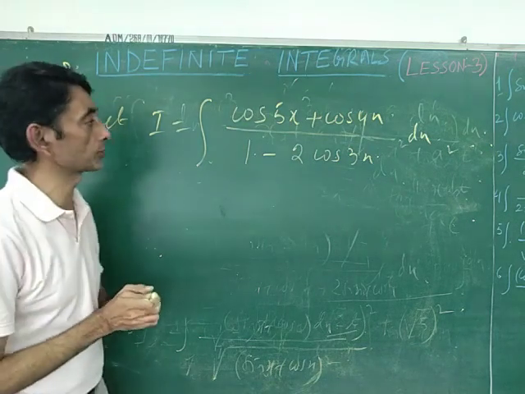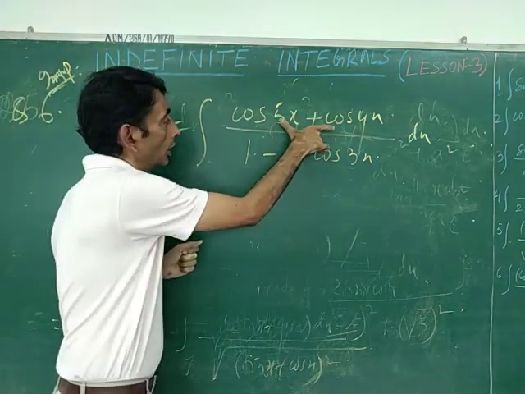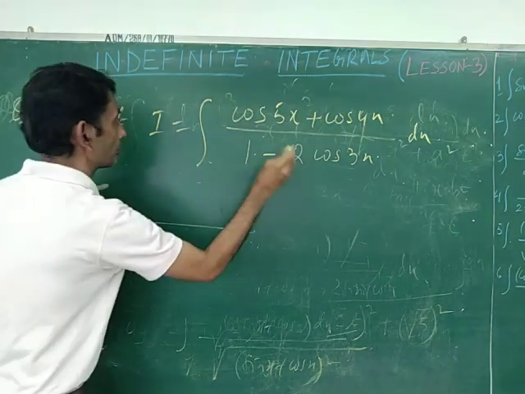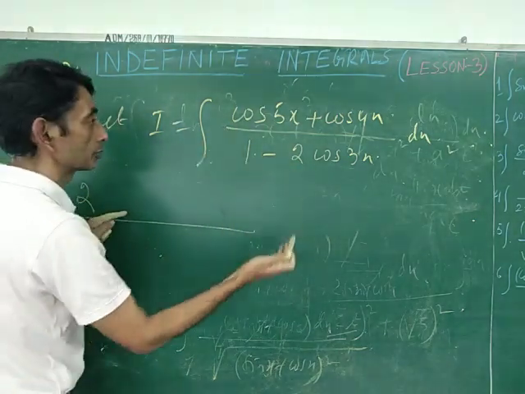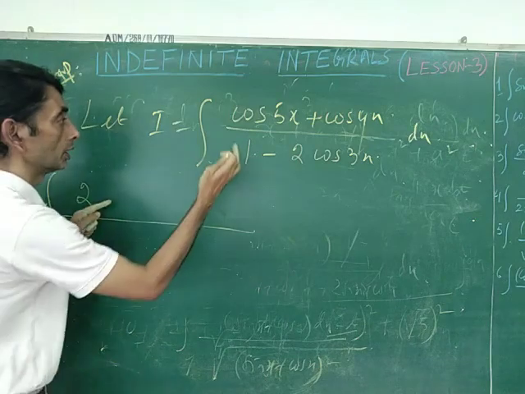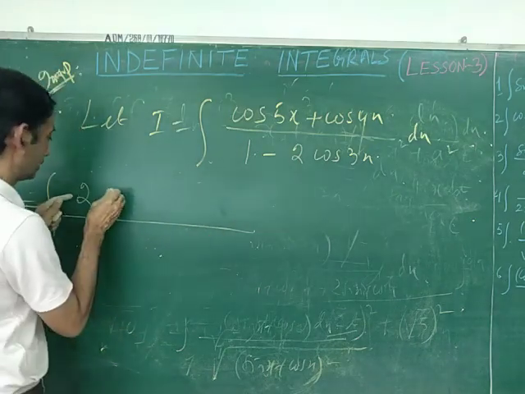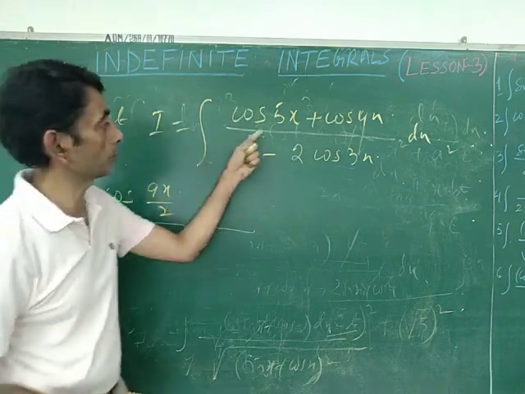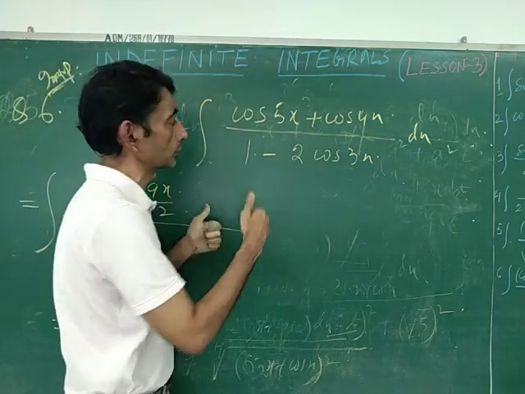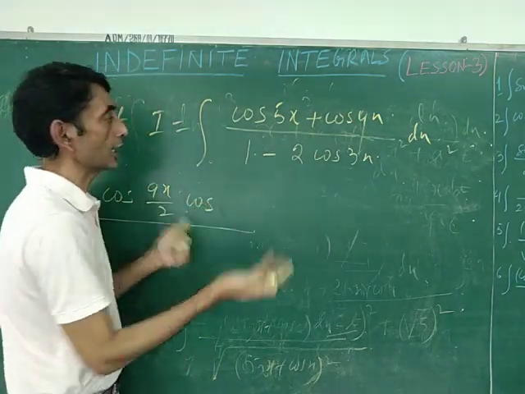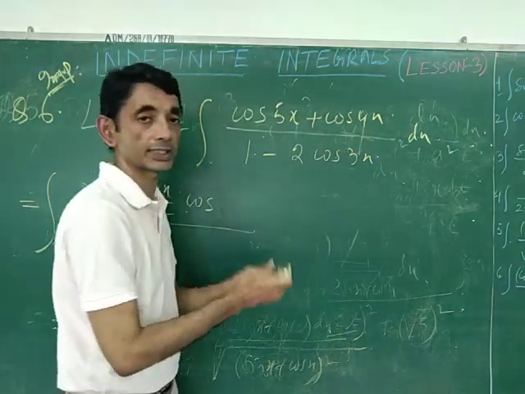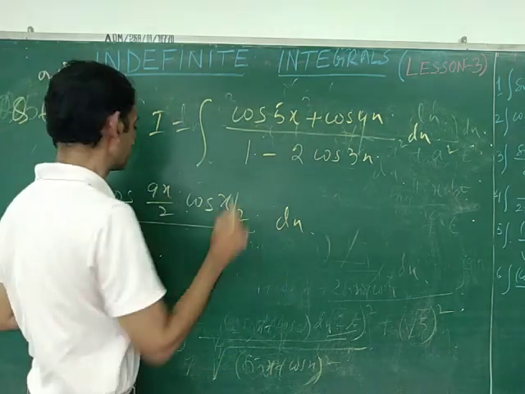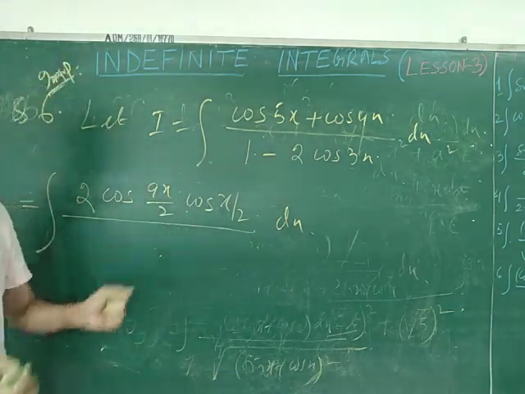Find cos 5x plus cos 4x. Here we are going to use the cos A plus cos B formula. Cos A plus cos B is 2 cos of (A plus B) by 2, that is 5x plus 4x by 2, which is 2 cos 9x by 2, and cos of (A minus B) by 2, that is 5x minus 4x is x, so cos x by 2, dx. So here we are using 2 cos (A plus B) by 2 and cos (A minus B) by 2.